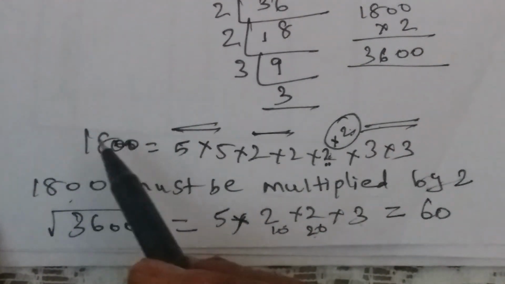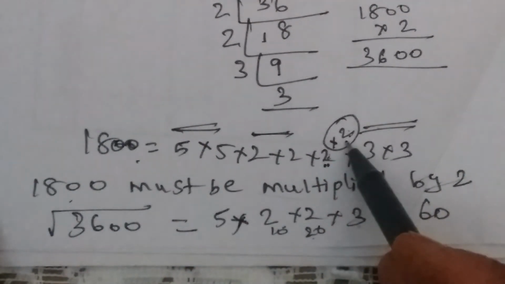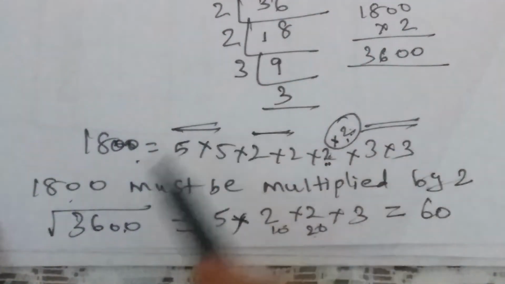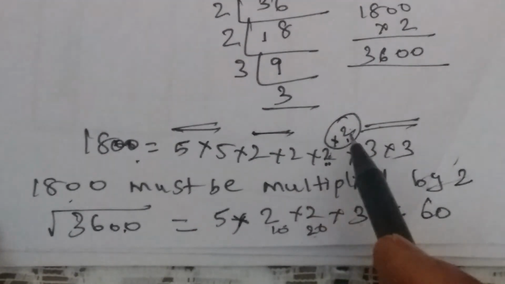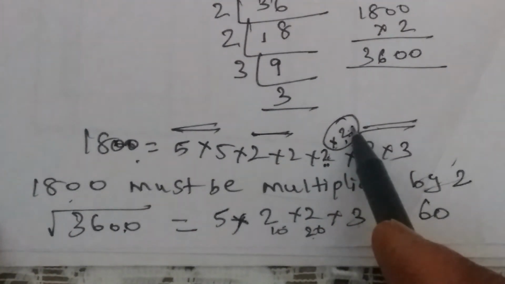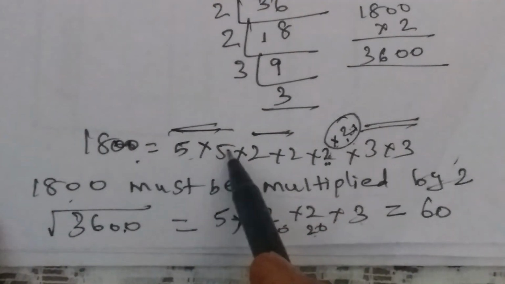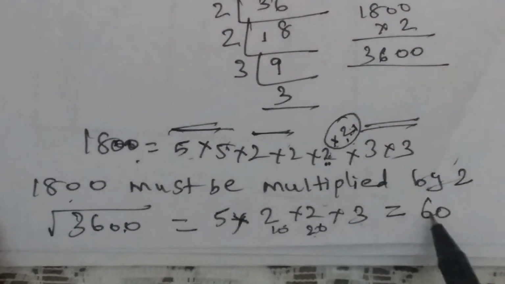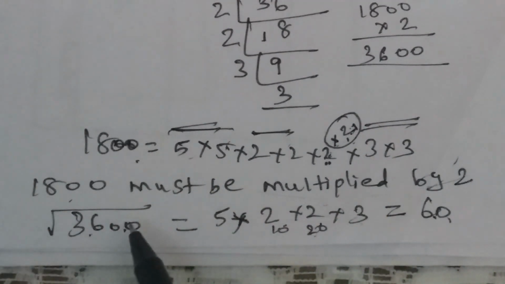So 1800 was not a perfect square. So it has to be multiplied by one more 2. When you multiply, we are getting 3600. So you need not do the prime factorization once again. We have all the factors and we have multiplied by 2. Just one more 2. You write within the prime factorization itself. Now we can select one factor for two same factors. Select one 5, one 2 and 2 and 3. Multiply, we get 60, and 60 is the square root of 3600.